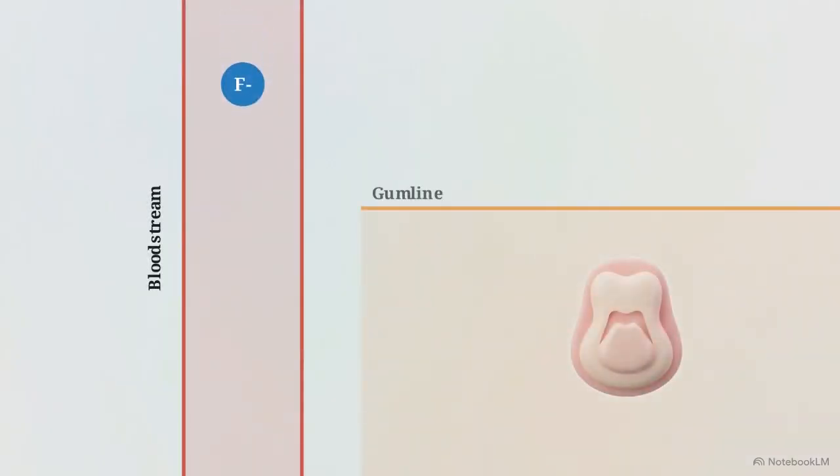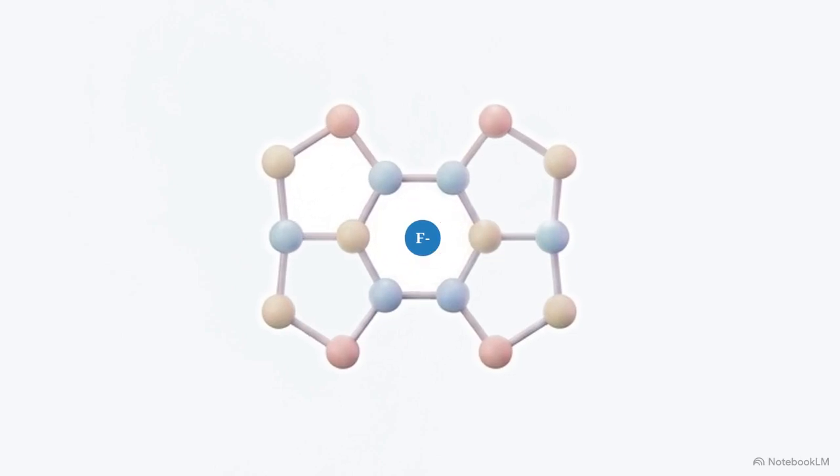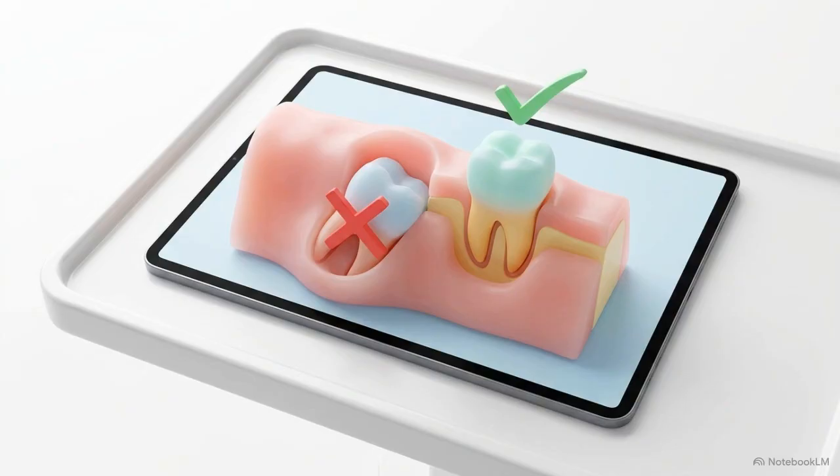The foundational logic behind these early campaigns was that ingested fluoride traveled through the bloodstream to be permanently embedded into the lattice of developing teeth before eruption. Modern evidence-based dentistry has since moved away from this purely pre-eruptive model.